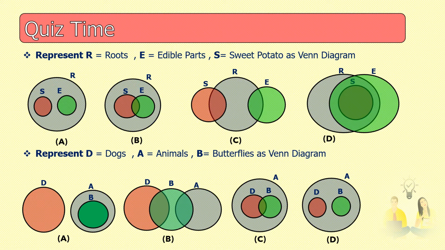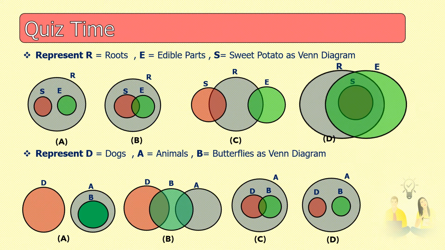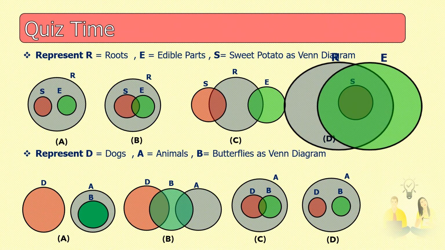Roots, edible parts, sweet potato. 5 seconds. Answer is D. Some roots are edible. Some edible parts of the plants are roots. And sweet potato is edible and it is also a root. So it will lie inside the common region between roots and edible parts of plants.